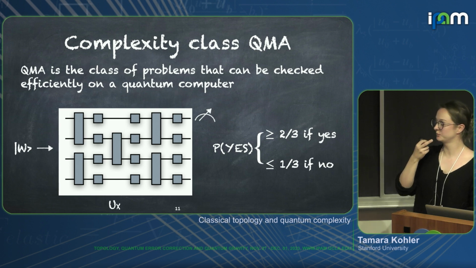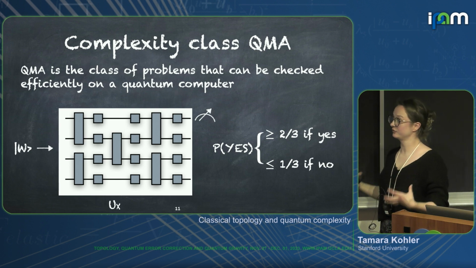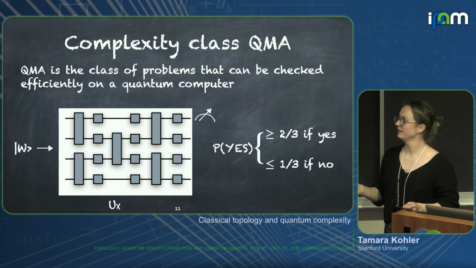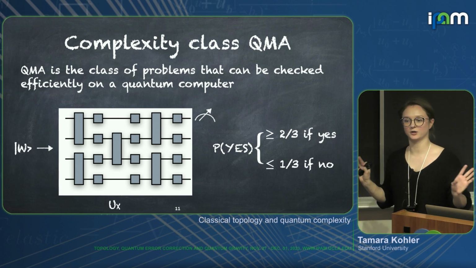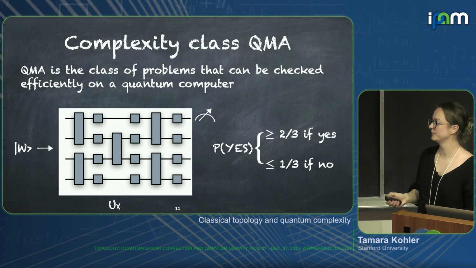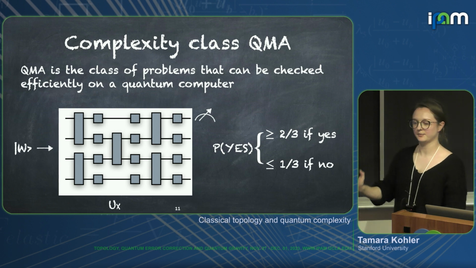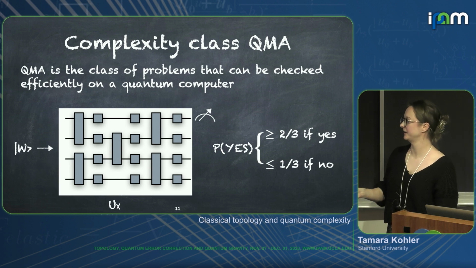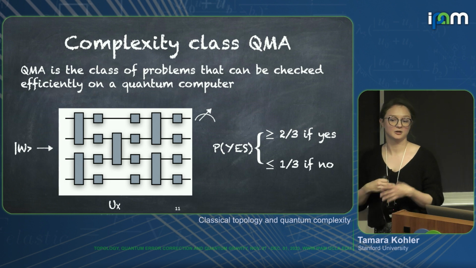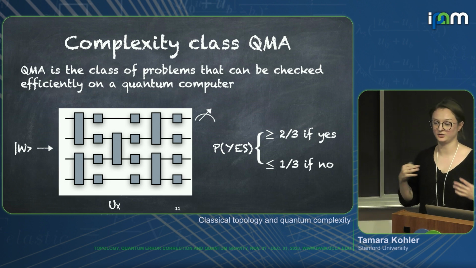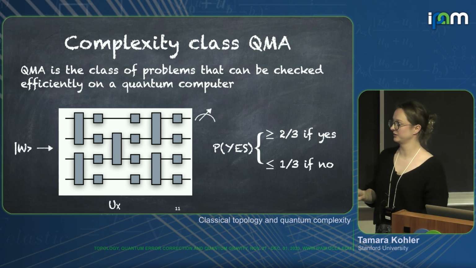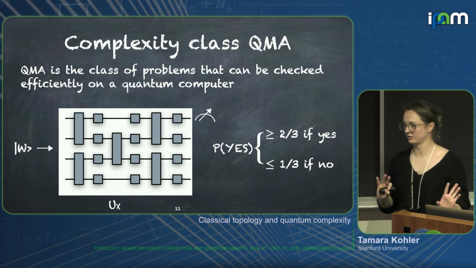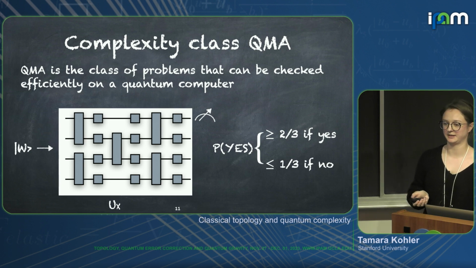QMA is a set of problems where if they're telling the truth, they can provide me with a quantum state, and then I can run an efficient quantum algorithm on my quantum computer, such that if they're telling me the truth and there is a solution to this problem, my quantum computer will say, yep, accept that solution with high probability. But if they're not telling me the truth and there is no solution to this problem, then no matter what quantum state they give me, my quantum computer will say, no, reject that. That's not a real solution, again, with high probability.